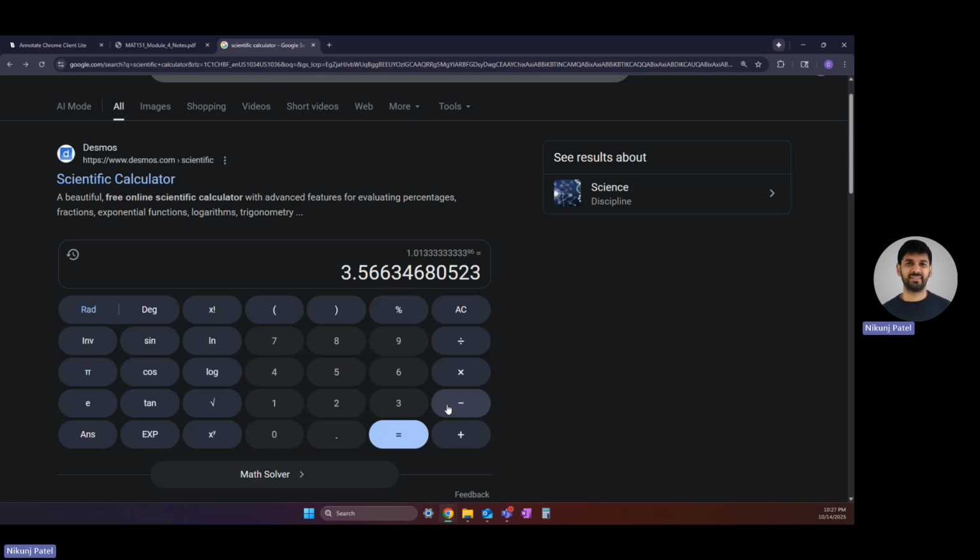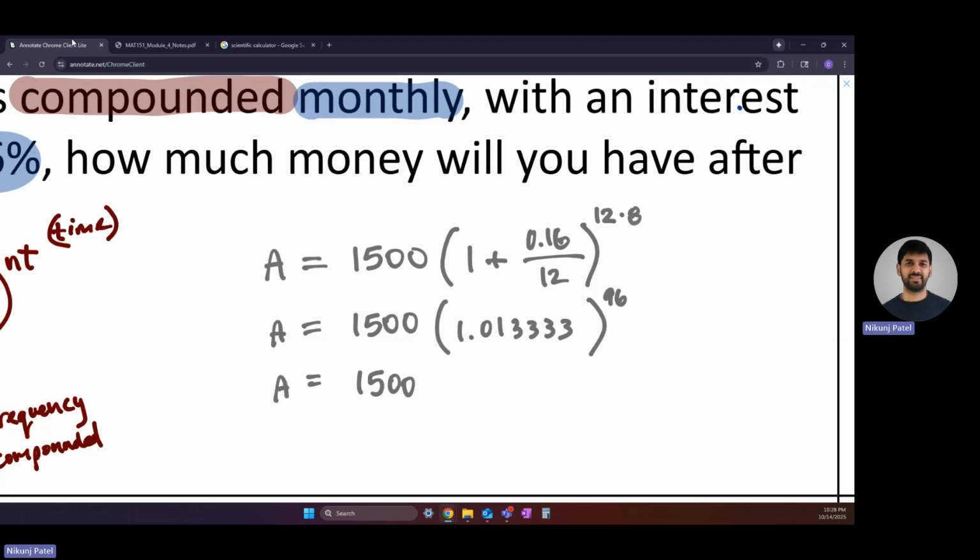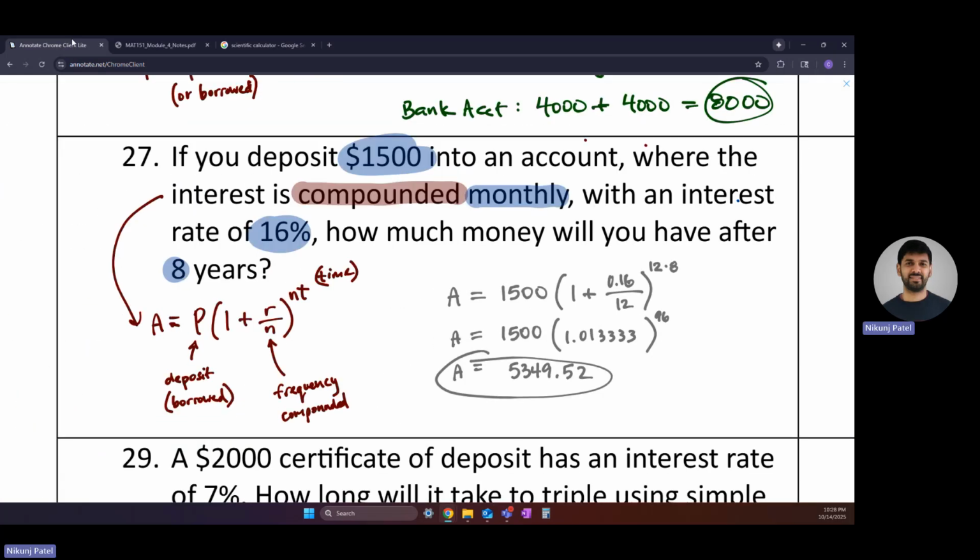And we multiply it by 1500. So this is the value we should end up at. And since this is dollars and cents, we should round to 2 decimals, so 5349.52. Is the amount that you will have after 8 years.